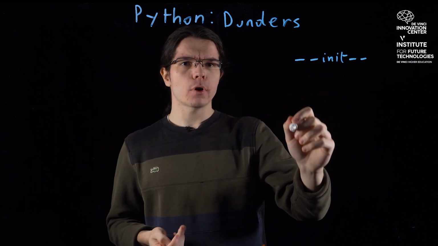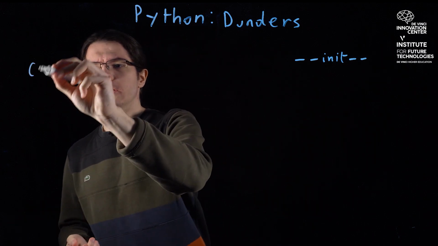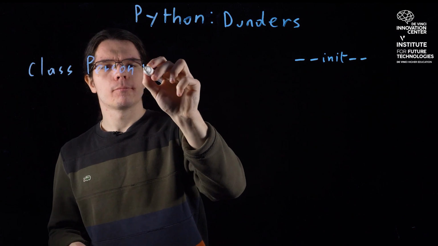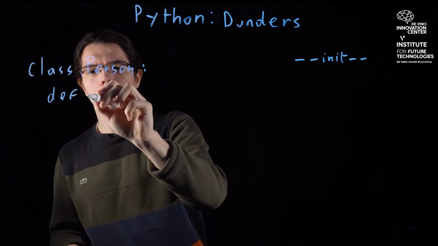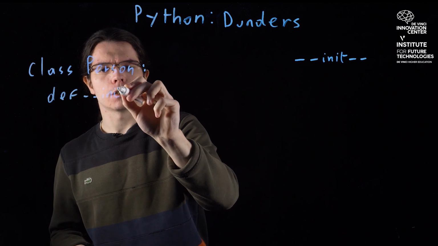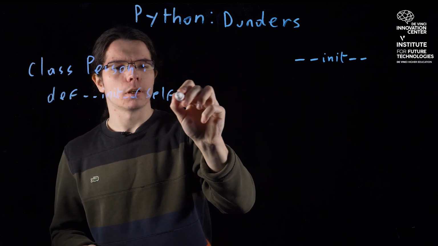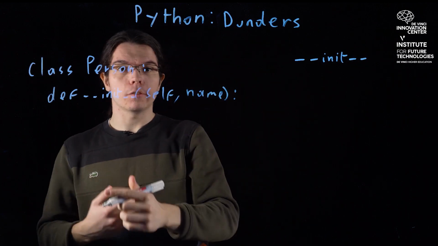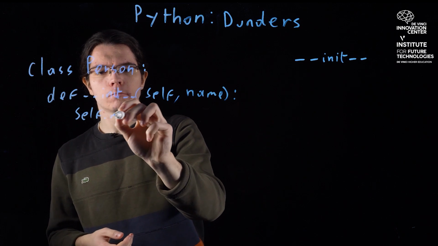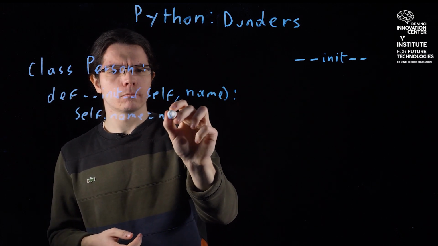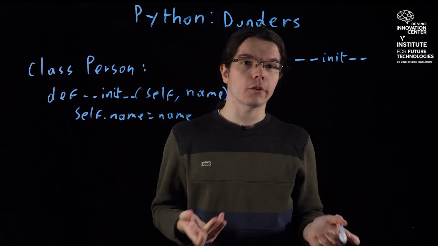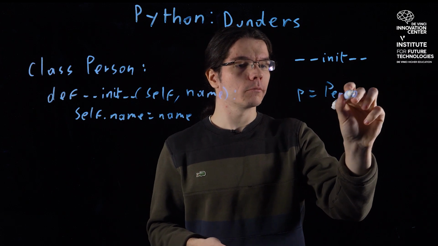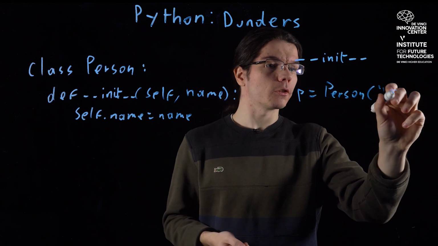For example, let's create a class, for example, a person. And this person, let's initiate init. And let's give this person a name. So let's say it has a name. And let's save this name inside the class. Now, if somewhere else in my Python project I were to create a new person, let's call it p equals person, and I'm going to call him John.